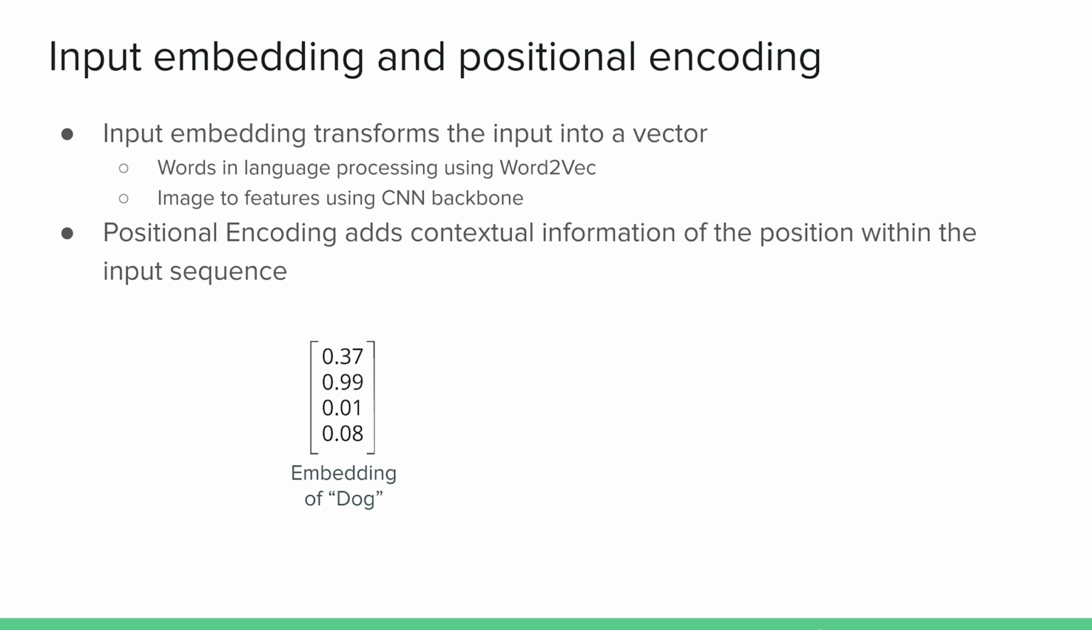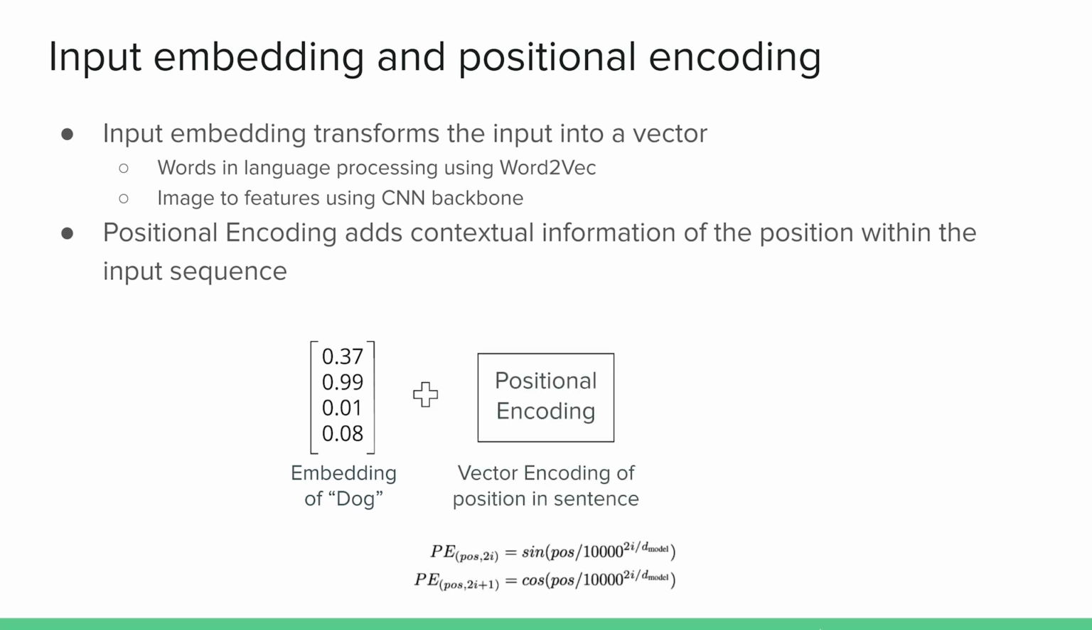We have the embedding as an example here now, the embedding of the word dog. So it gives us these 4 numbers. And what they propose in the original paper is to use 2 functions, a sine and a cosine function, with alternating frequencies, and alternating between sine and cosine, you compute an additional number here.